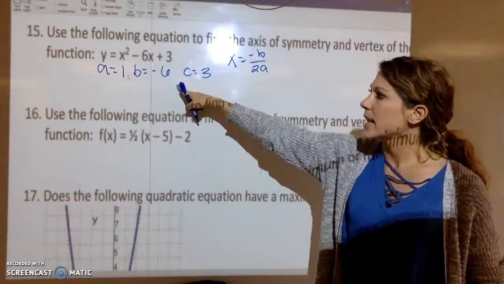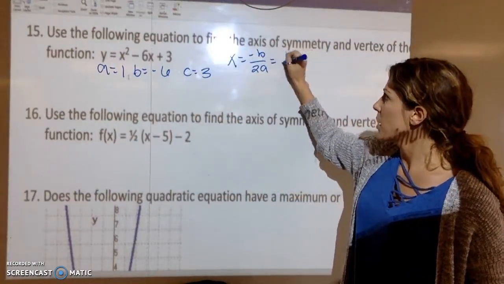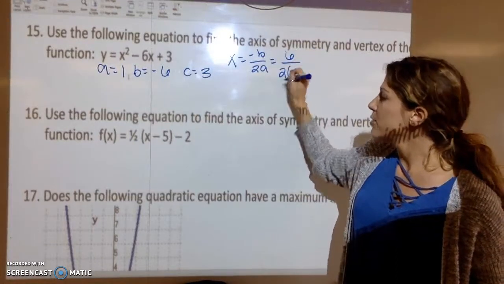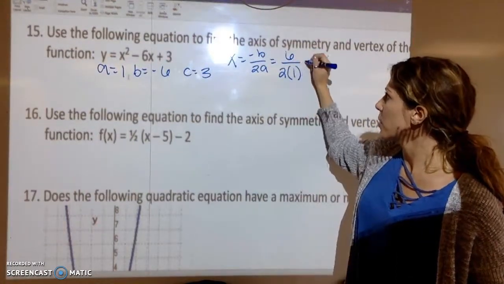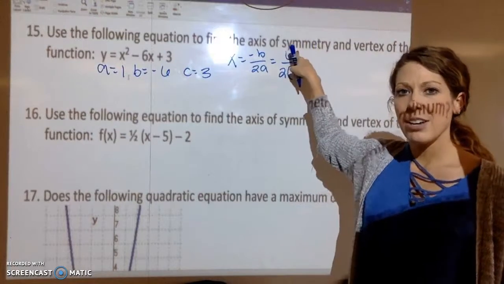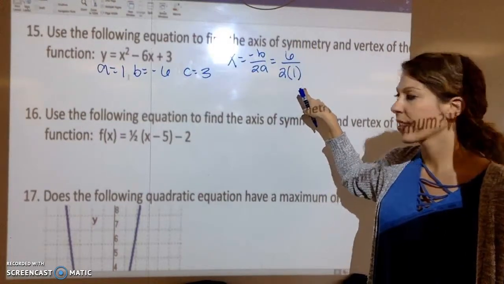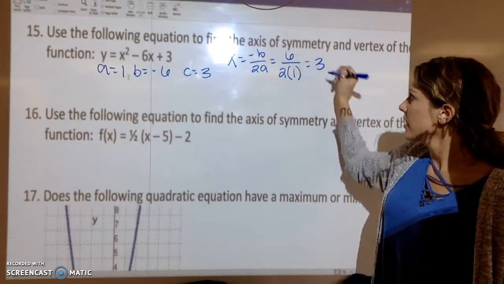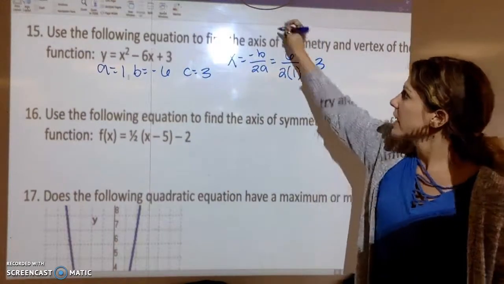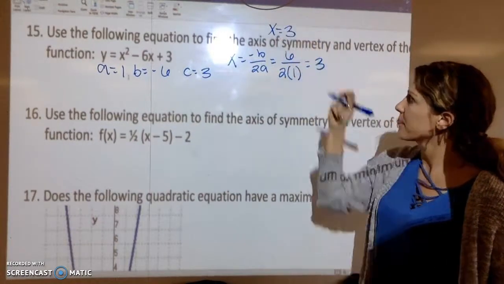So our b is negative 6, so the opposite of that is positive 6. And 2 times a is going to be 2 times 1. So we have 6 over 2 times 1. And so that's going to be 3. So our axis of symmetry is x equals 3.